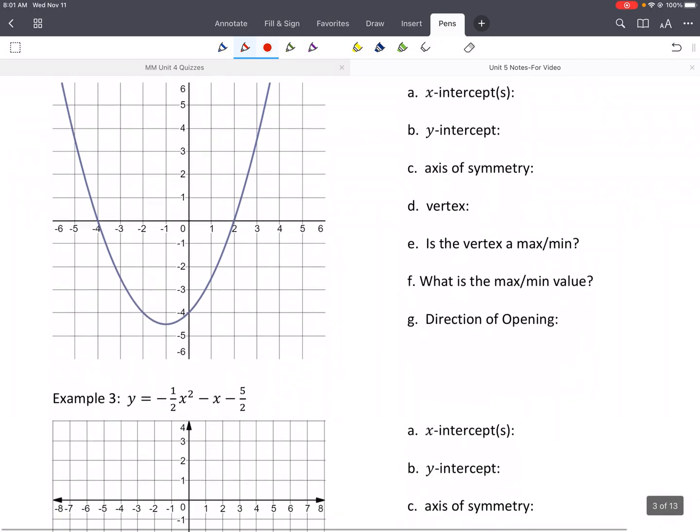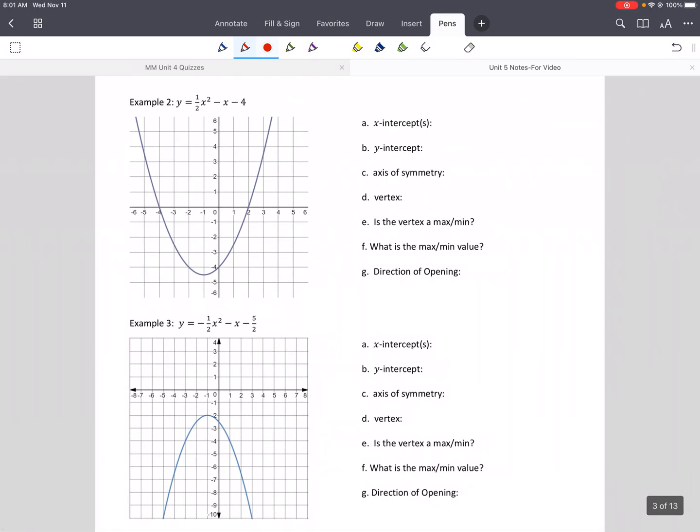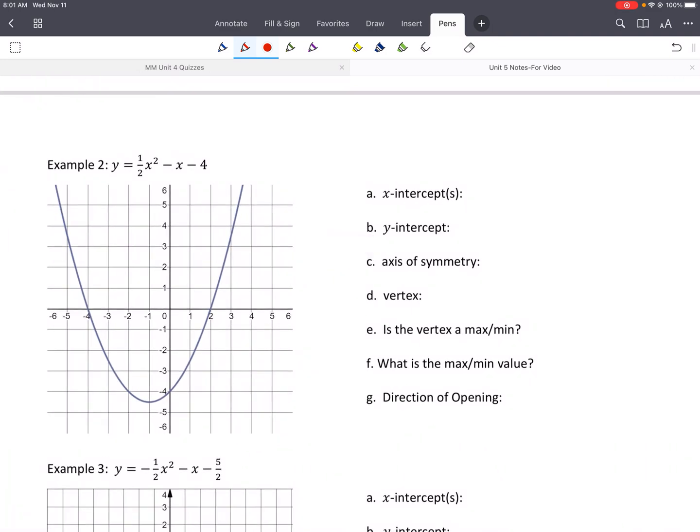All right, so give these two a try. See if you can do these by yourself. All right, so here our x-intercepts are here and here. So we have -4, 0 and 2, 0. Our y-intercept is 0, -4. Axis of symmetry, the vertical line that cuts the parabola in half, so it'd be x is equal to -1.